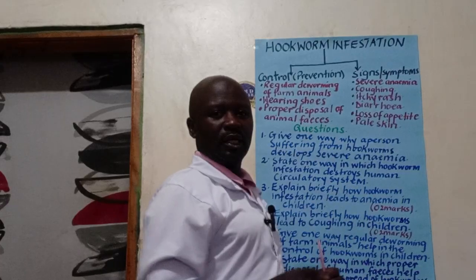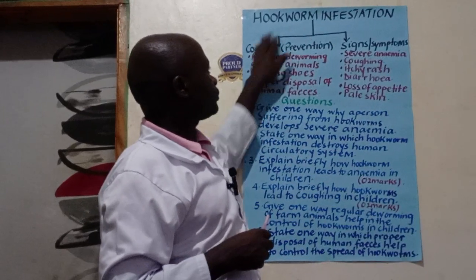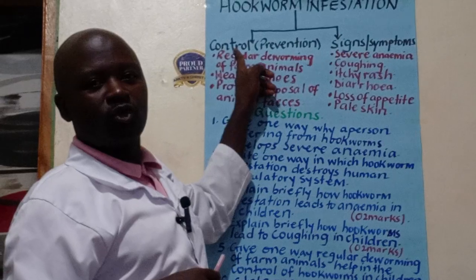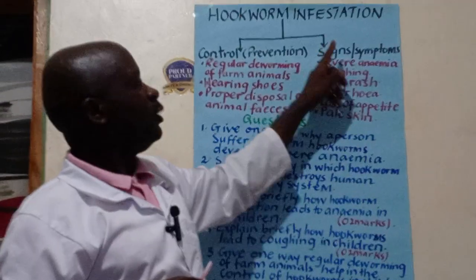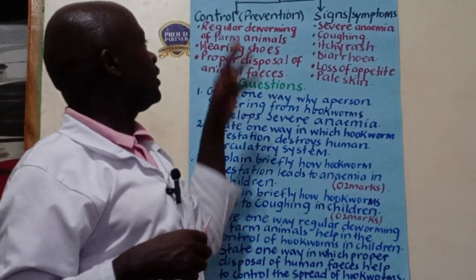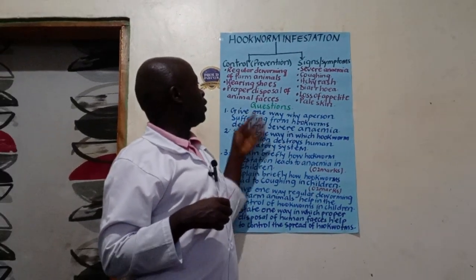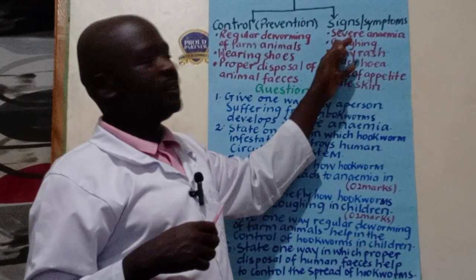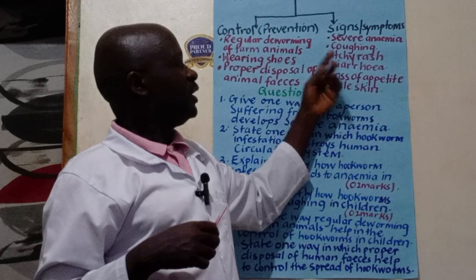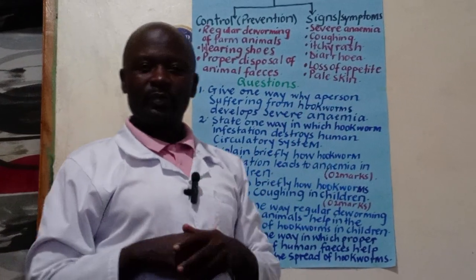Then let's quickly jump into what I want to show you. For example, from this concept map I have used, we have control or prevention of hookworms, and we have signs and symptoms. Control: regular deworming of farm animals, wearing shoes, proper disposal of animal feces. Signs and symptoms: severe anemia, coughing, itchy rash, diarrhea, loss of appetite, pale skin.